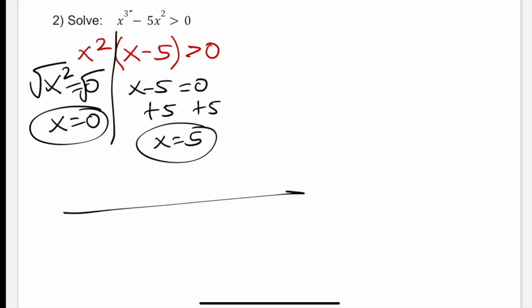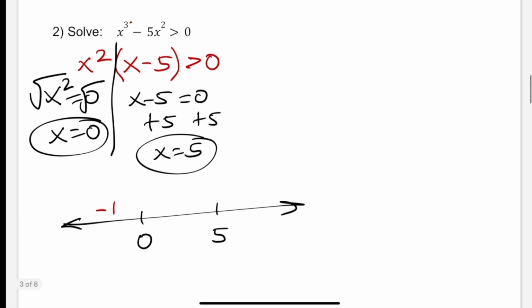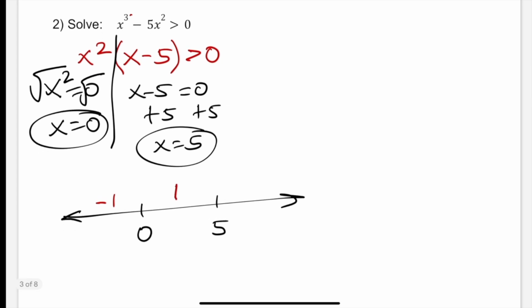I draw my number line. 1 is here, 1 is there. Okay, I check my inequality. I don't have an equal underneath, so I'm not including the 5 nor the 0. All right, I'm going to choose a value to the left. It could be negative 1, negative 2, negative 3, any value. I want to check any value between the 0 and the 5. I'm going to choose 1, make it simple. And something that is greater than 5, let's choose 6.